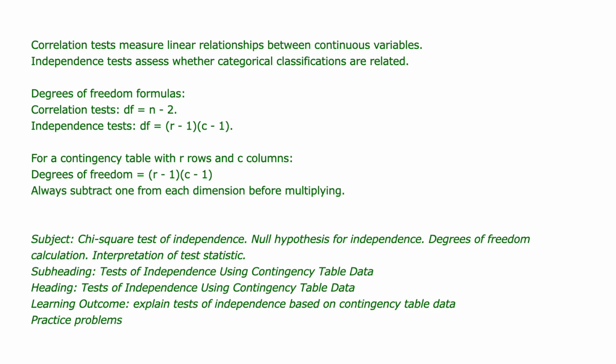Correlation tests apply to continuous variables. Independence tests apply to categorical variables. Degrees of freedom formulas differ. Correlation tests: df equals n minus 2. Independence tests: df equals r minus 1 times c minus 1. Always subtract 1 from each dimension before multiplying.